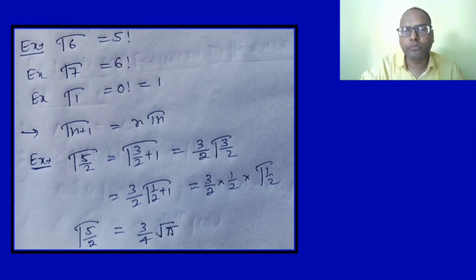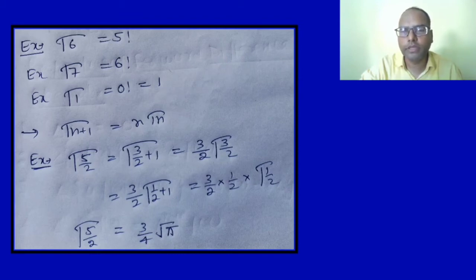Now we have the next point, gamma n plus 1 is equal to n gamma n. So let's understand this with the help of an example. We have gamma 5 by 2, we can write it as gamma 3 by 2 plus 1. Now use the property gamma n plus 1 is equal to n gamma n. So my n is 3 by 2. 3 by 2 plus 1 is equal to 3 by 2 gamma 3 by 2.